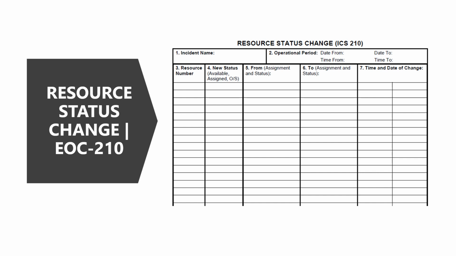This is the ICS 210, which is the resource status change. So as we have resources that come in and out, maybe they'll need to have downtime, be on break. Maybe they'll be down due to a mechanical issue. We want to keep track of that time and know what resources are available and unavailable. So that's what we're going to use the EOC 210 form for.